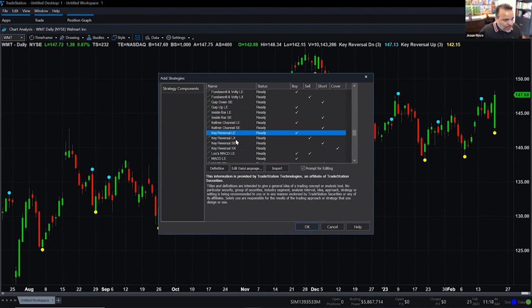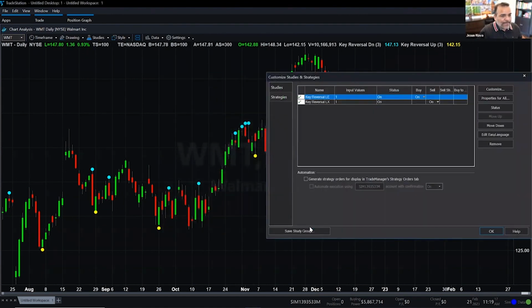Let's choose the long side of the strategy, the long entry and the long exit. If you wanted to, you can select both sides of the strategy, the long and the short, and have the strategy reverse your position from short to long, long to short. You're always in the market like this, but let's go ahead and test it just on the long side and see what we get. So long entry with a long exit. Let's click OK. All right.